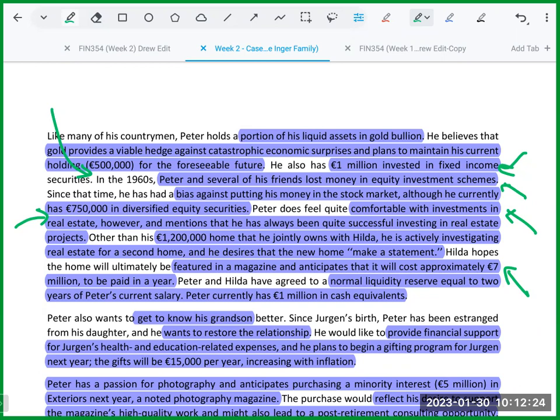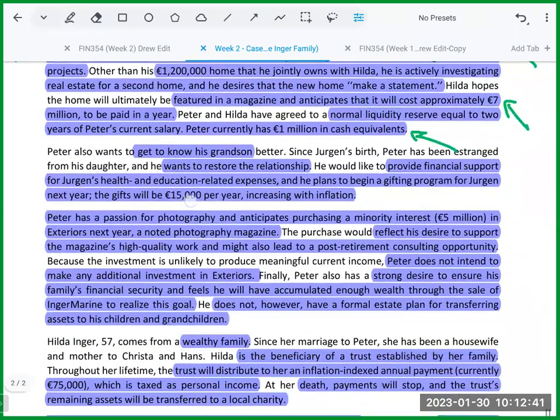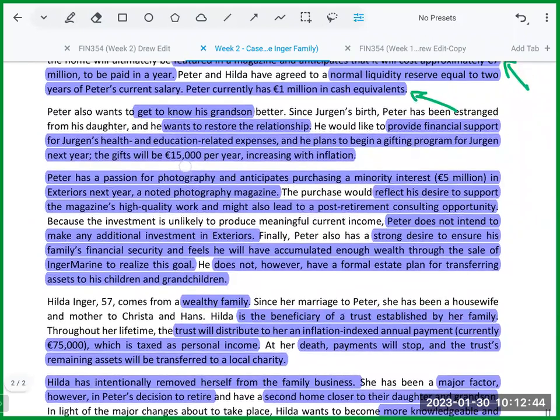Now, Peter and Hilda agreed on a normal liquidity reserve equal to 2 years of Peter's salary. So 2 years is 1 million, right? He currently has 1 million in cash and cash equivalents. So basically, the couple wants to maintain a reserve.